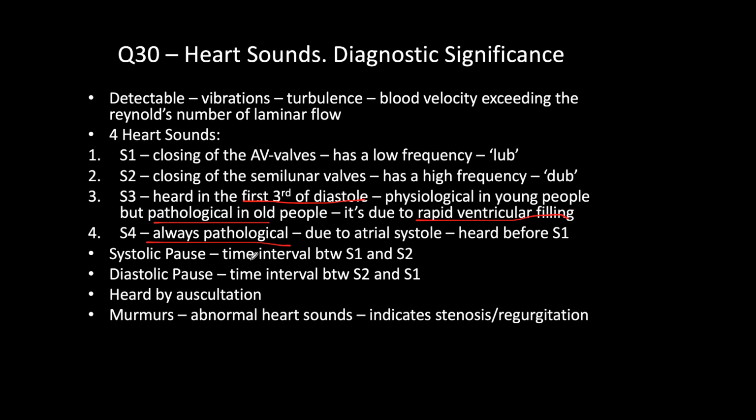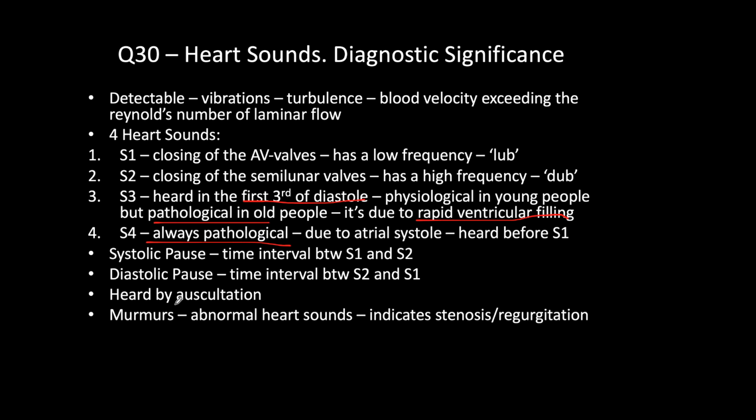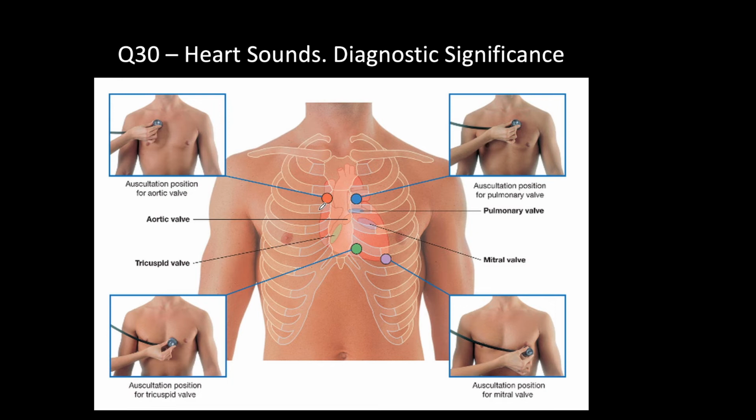Systolic pause is the time interval between S1 and S2, whereas diastolic pause is the time interval between S2 and S1. So that's between the end of S1 and the start of the next S1. It's heard by auscultation. Murmurs are abnormal heart sounds, and they indicate stenosis or regurgitation. And this is where you can find the optimum part for each valve that you can listen to by auscultation.